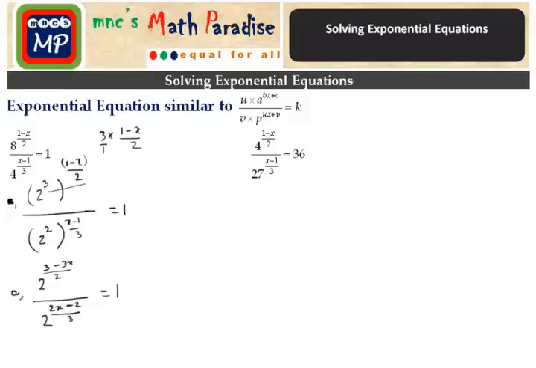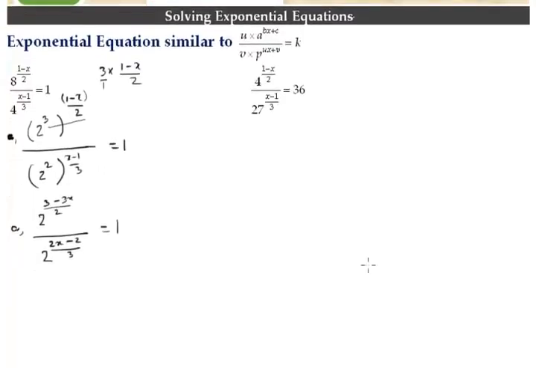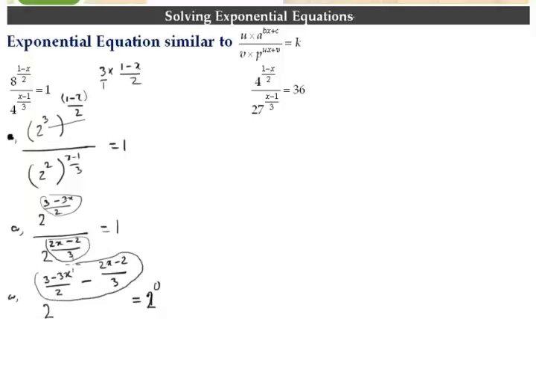Now here, 2 is the base, this is the power, 2 is the base, this is the power. So same base division. If we use the index division formula, we can write 2 to the power (3 minus 3x) division 2, this is the numerator power, minus (2x minus 2) division 3 equals 1. And this 1, since the base is 2 here, we can write as 2 to the power 0. That means 2 to the power this whole index equals 2 to the power 0. So this whole index is equal to 0.